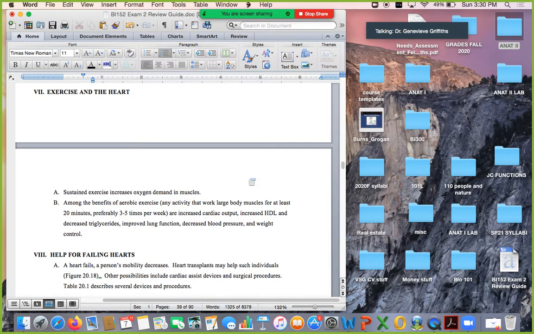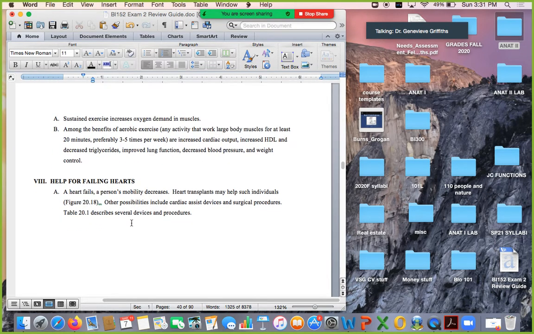All right, when we exercise, it increases our heart rate because the oxygen demand in the muscles drastically increases, and that means the circulation is going to have an increased demand on the heart. If we do aerobic exercise multiple times a week, we can increase our cardiac output and also increase our HDL, which is our good cholesterol, decrease our triglycerides, improve our lung function, decrease blood pressure, and keep our weight under control. So aerobic exercise is very good for the individual for a lot of different reasons.